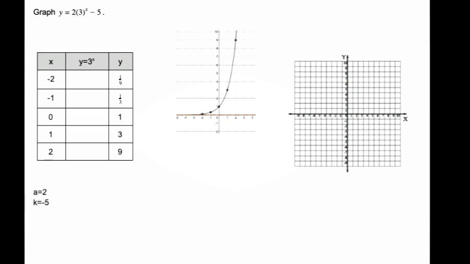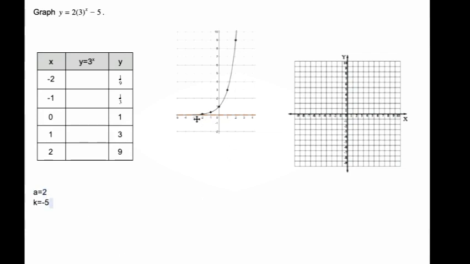So we need to remember, what does A and K actually do? Well, A is a vertical stretch or shrink. It could also be a reflection. It's a reflection if it's negative. Now, this is positive, so we're not going to be reflecting, but it is going to be a stretch or shrink. In this case, this A value is above 1, so it's a stretch.